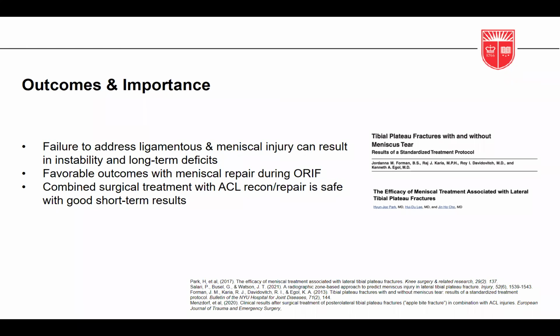Recent case studies have reported that combined surgical management of tibial plateau ORIF with ACL reconstruction is a safe option with good short-term outcomes. Overall, pre-op knowledge of these injuries can aid the surgeon in determining whether to intervene surgically, whether to make an arthrotomy during fracture fixation, or whether or not to utilize arthroscopy. These promising findings highlight the importance of identifying these injuries and an adequate surgical plan.